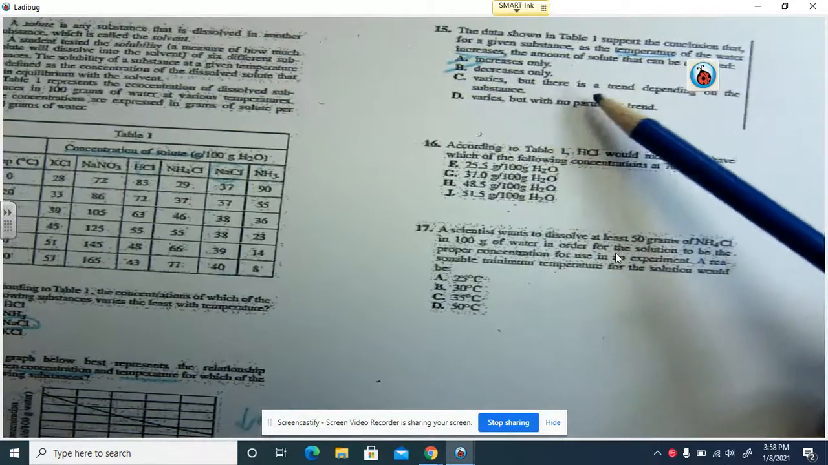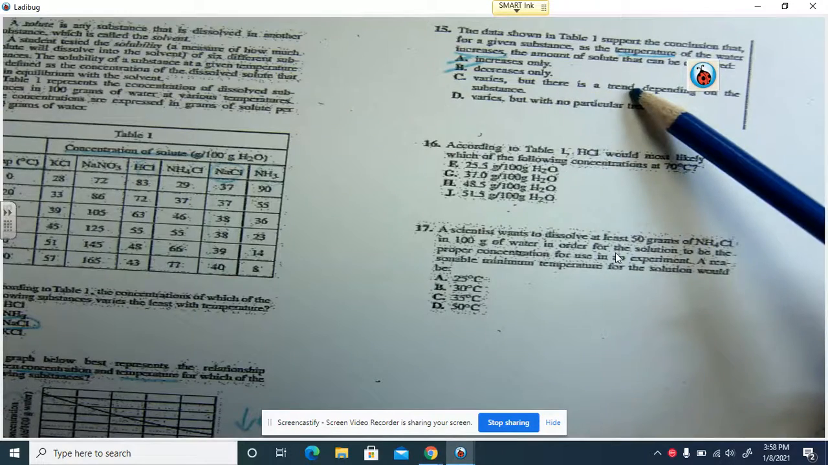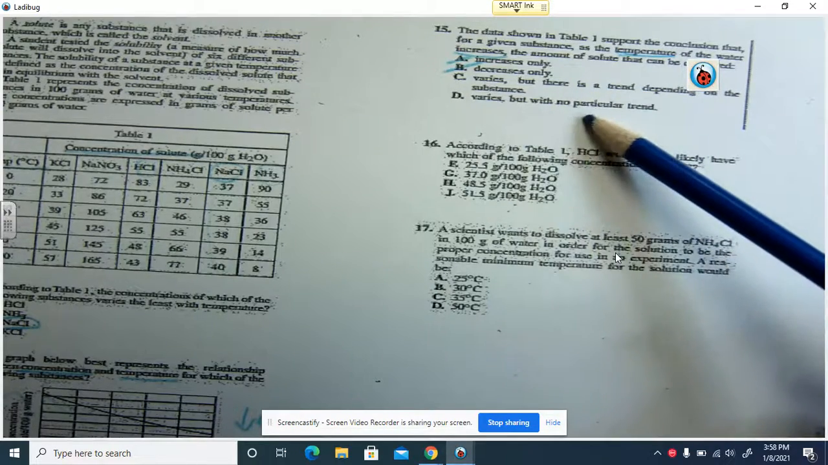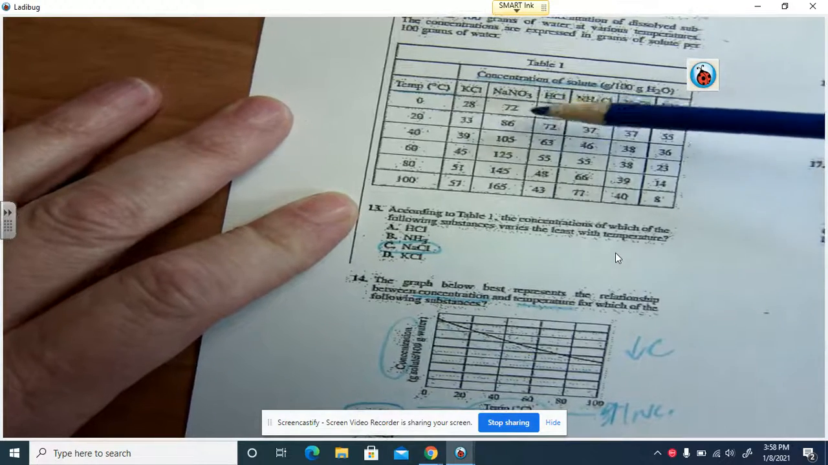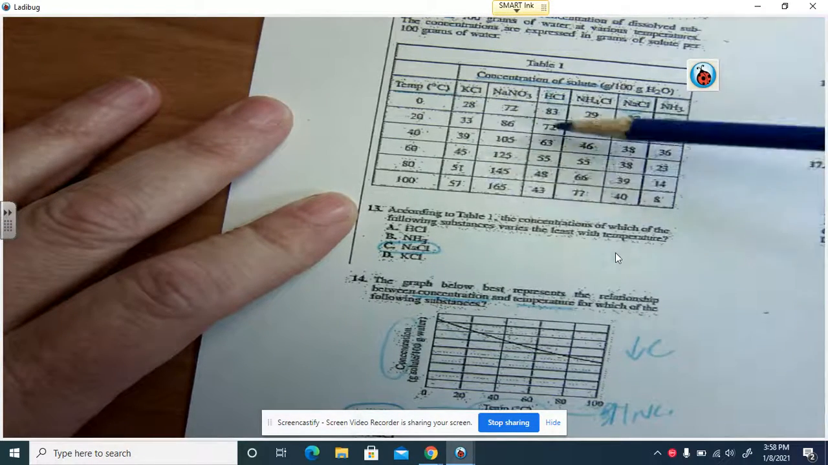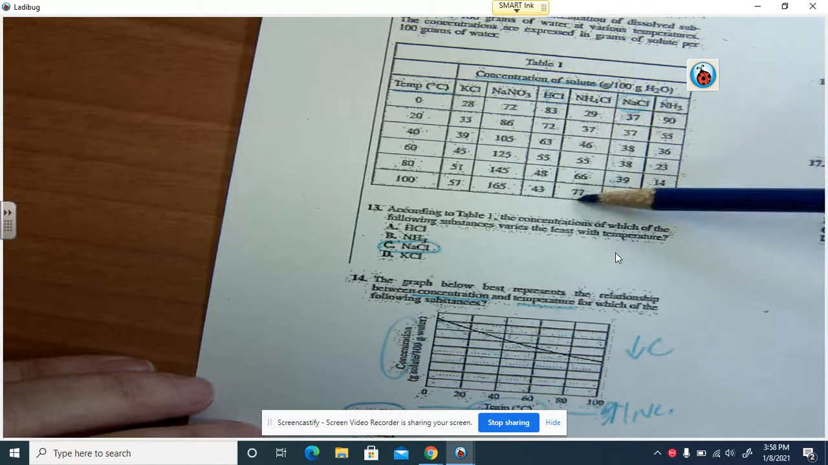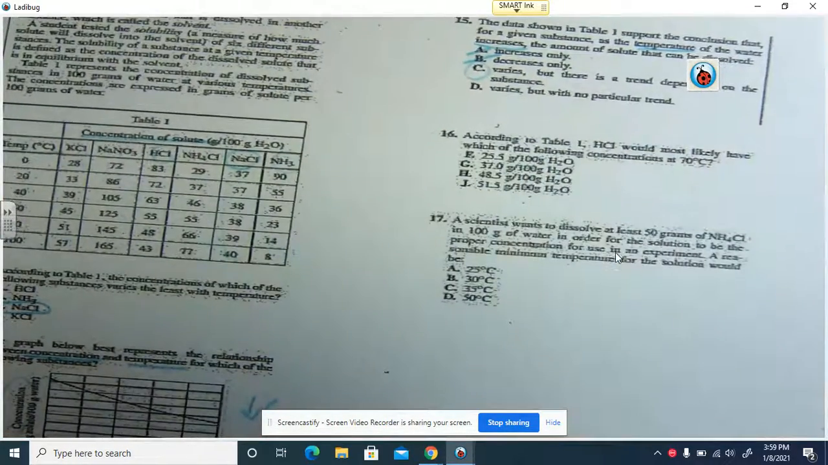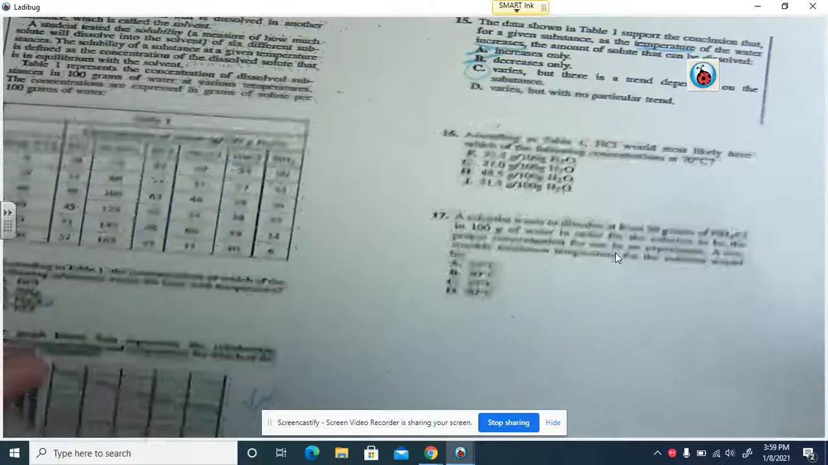Then you just got to figure out, is there a trend or a pattern, or do they just vary with no particular trend? Here, if you're looking at this, these increase and they decrease with a pattern. They decrease by a certain amount every time, and these increase by a certain amount every time. There's definitely a pattern there. So your best choice would be C. It varies with a pattern or varies with a trend.